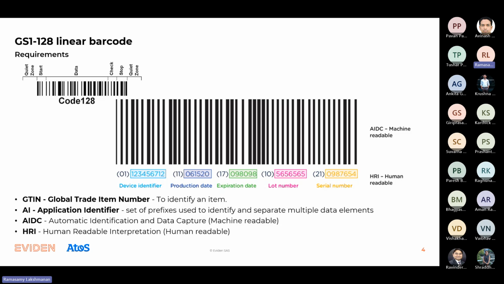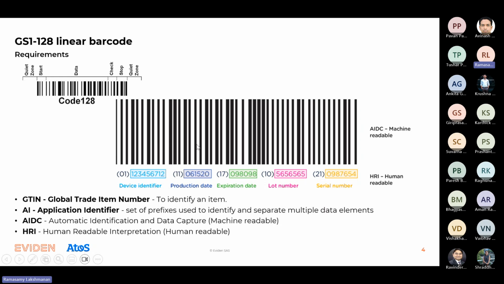This GS1 barcode has application identifiers, like 01, 11, 17, 10, 21. If you take 01, the machine knows this is a GTIN number. The 11 represents the manufacturing or production date. The 17 means expiration date. Like that, each application identifier has a meaning.